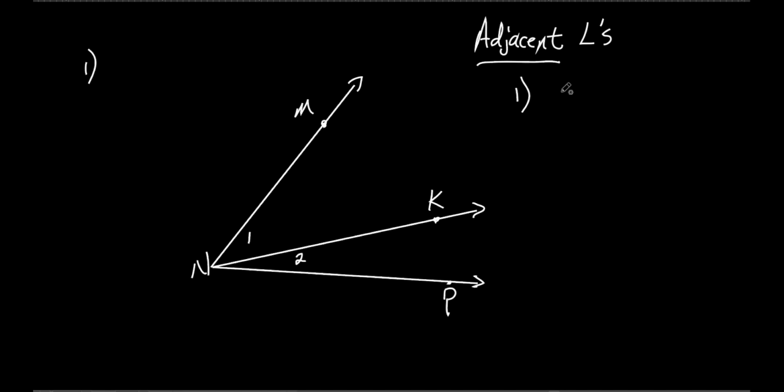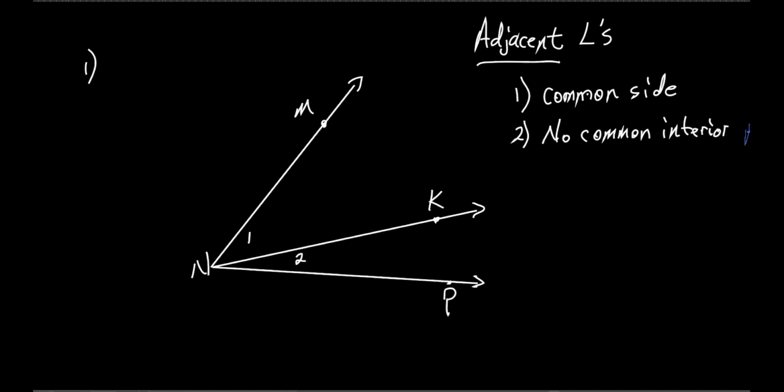They must have a common side, okay? Oops, it's terrible writing. Common side. But no, and I'll explain this in a second, but I'm going to write them down right now. No common interior points. I'll just put PTS, points. What in the world does that mean?